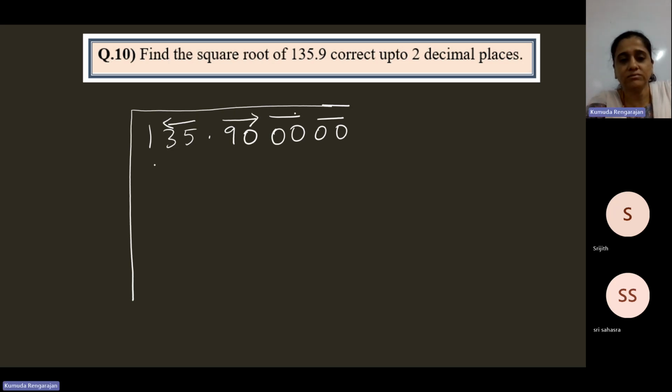Understood this one? Understood this part, children? Yeah.